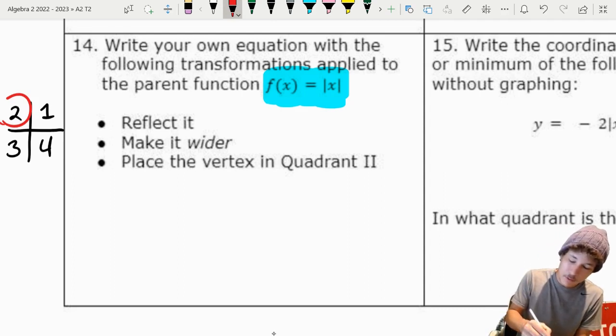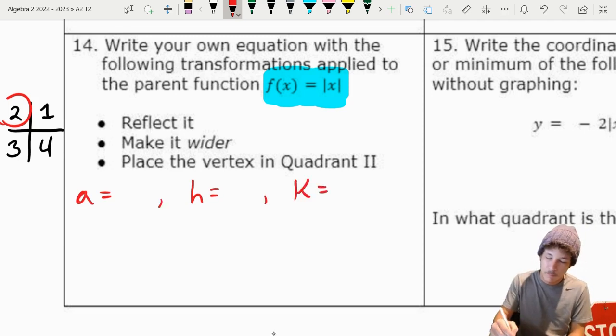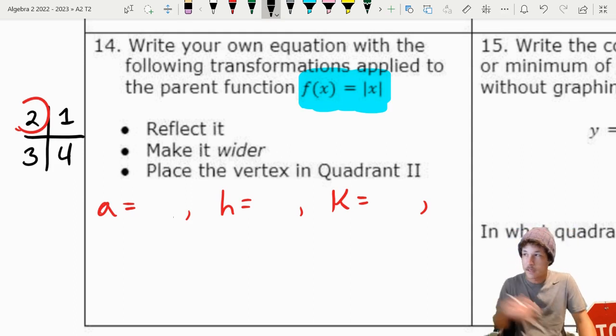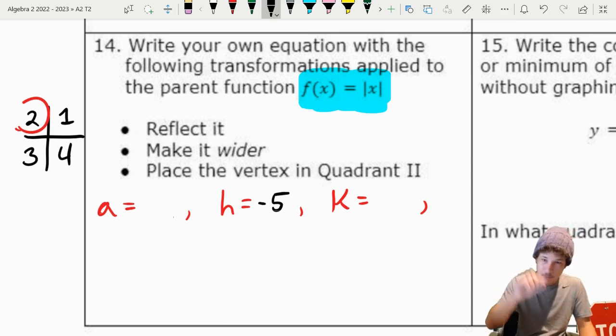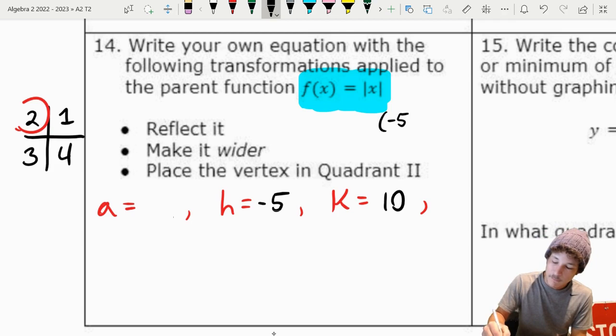What we really need to do is figure out what we want A, H, and K to be in order for this to work out. Well, let's see. My vertex has to be in quadrant 2, so that means H has to be negative. Let's say that H is -5, so to the left. And then K, let's make it positive, so it'll be in quadrant 2. Let's make it 10. Okay. So this will make my vertex be at -5, 10, which is exactly what we want. That'll put it in quadrant 2, so that part is taken care of.